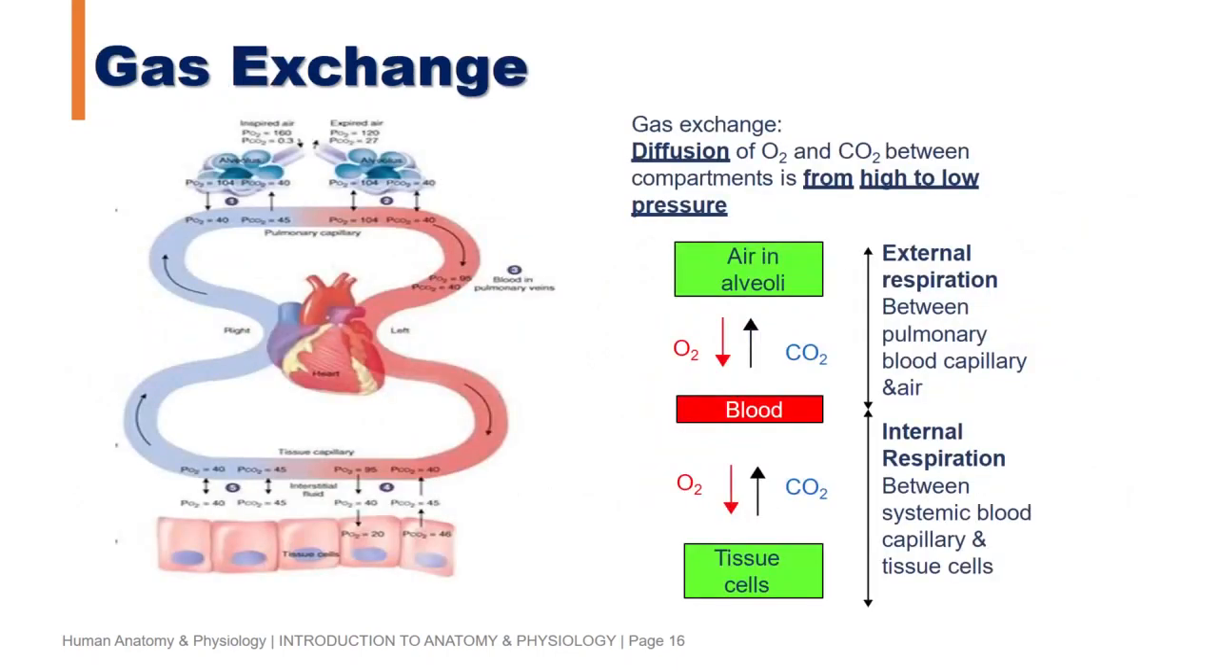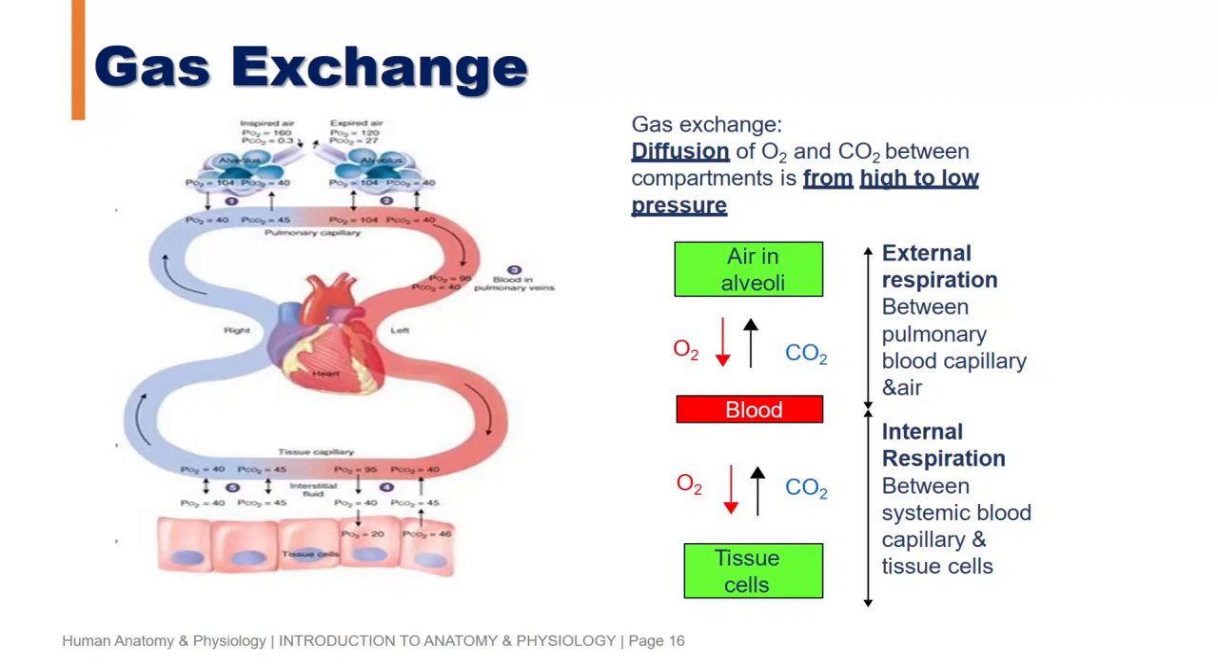Gas exchange. Diffusion of oxygen and carbon dioxide between compartments is from high to low pressure. I have summarized it here on the right side, where blood is in between air in alveoli and tissue cells. External respiration happens between the pulmonary blood capillary and air, while internal respiration happens between the systemic blood capillary and your tissue cells. Oxygen will move from air in alveoli to the blood to the tissue cells.